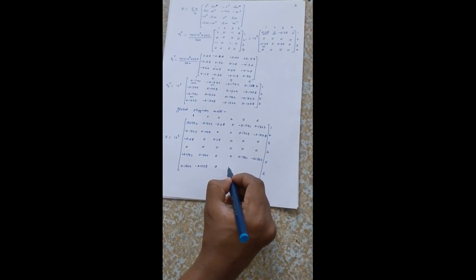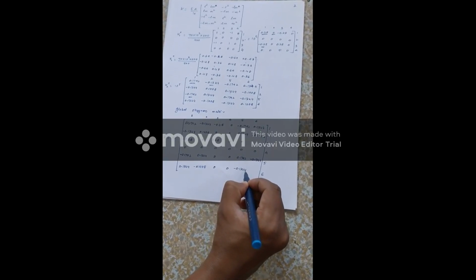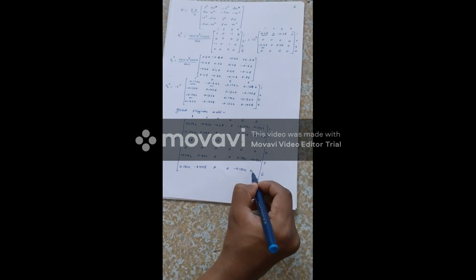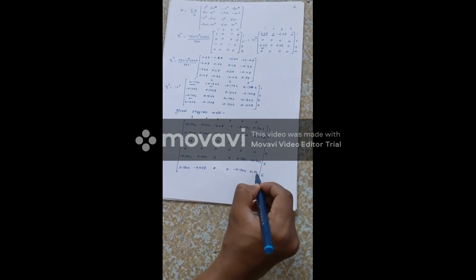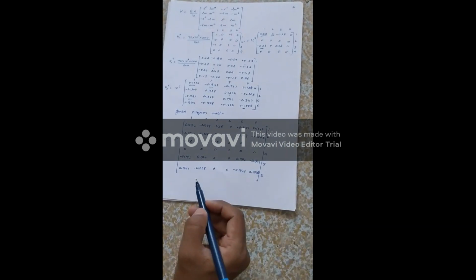3 cross 6 is 0. 4 cross 6 is 0. 5 cross 6 is minus 0.1344, and 6 cross 6 is 0.1008. Okay, this is the 6 cross 6 value. Now this is the global stiffness matrix.